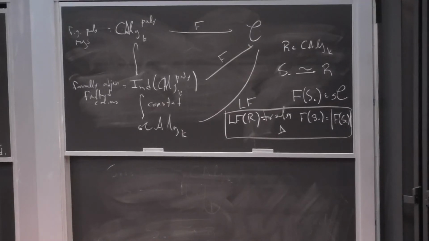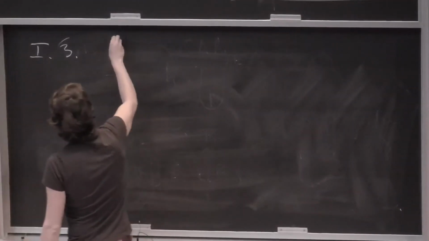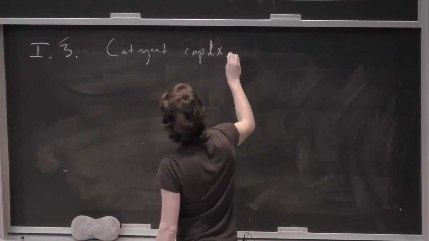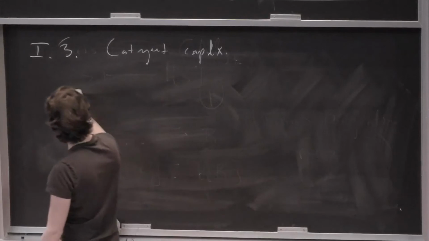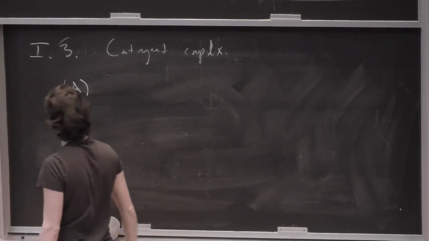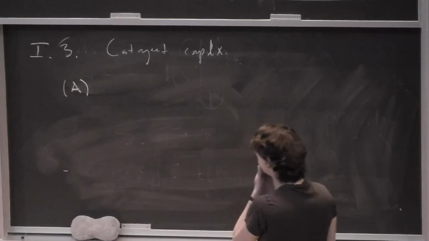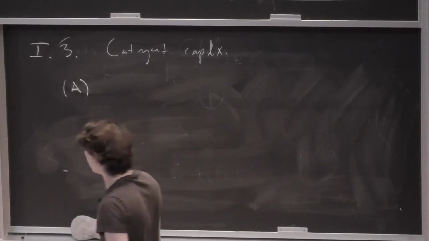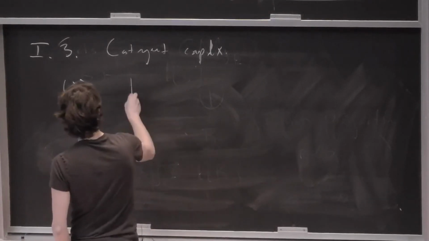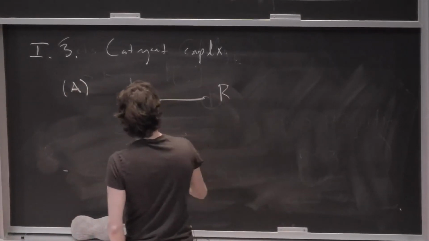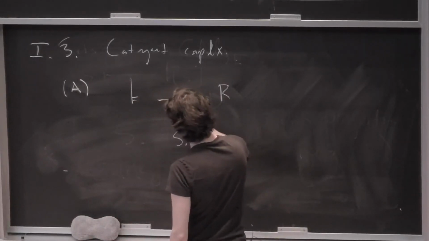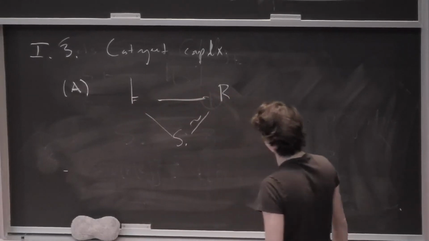So let me give an explicit example of this, because that's the point here. So the cotangent complex. There are three different ways to view this cotangent complex, and they're all equivalent. The first one is just to use this derived functor approach. So suppose I have K mapping to R. This is just a commutative ring. This is a commutative ring. And now I'm going to look at my canonical resolution.